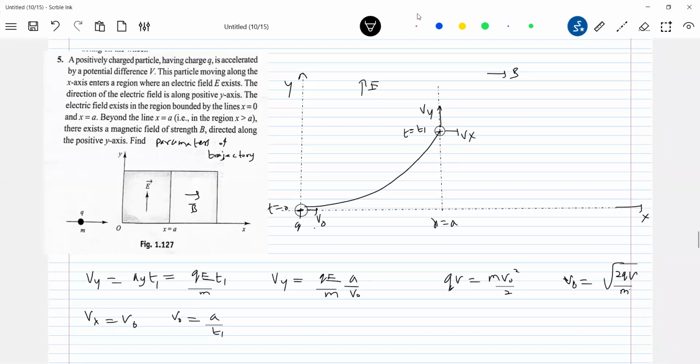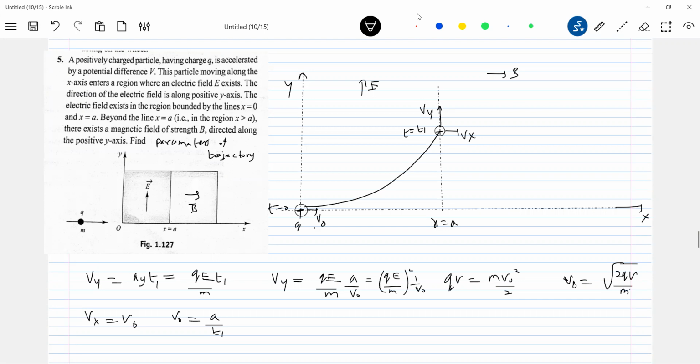So look at the particle. A positively charged particle having charge Q is accelerated by a potential difference V. So when it gets accelerated by potential difference V, it will acquire kinetic energy. That is what I assumed. So later part will replace all that. Okay, let's see that I got Vy in terms of this. So what is further? A you can write as QE, no? So this will become QE by m, whole square by V naught. Keep it here.